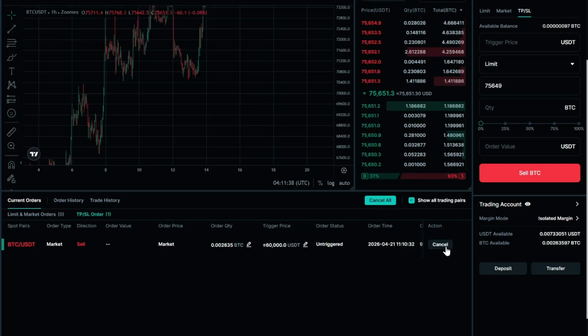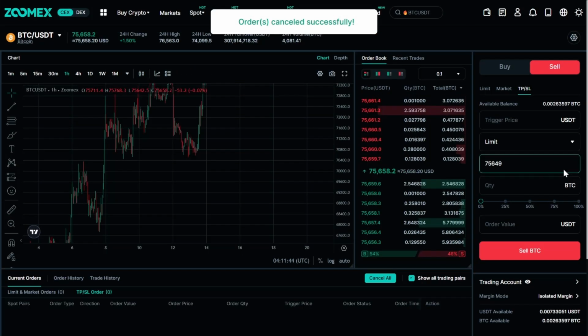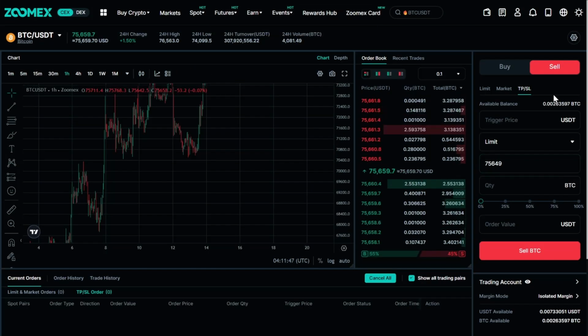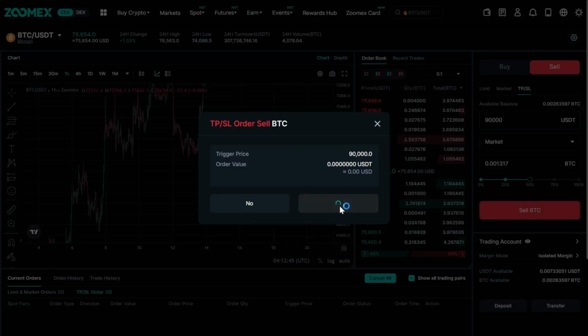Lastly, if we did want to set a take profit and stop loss order at the same time, we can't do this on a full position, but we can set partial take profit and stop loss orders. So we can set a take profit on 50% of our position, and we can set a stop loss on 50% of our position. So if Bitcoin hit 90,000, I'll be happy to sell out of 50% of my position, taking a nice profit, execute this order.